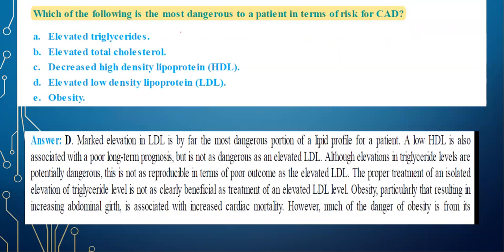The next question is, which one of the following is the most dangerous to a patient in terms of risk for coronary artery disease? Elevated triglyceride, elevated total cholesterol, decreased HDL, elevated LDL, obesity. As we discussed, among these, the most important risk factor is LDL. Okay?